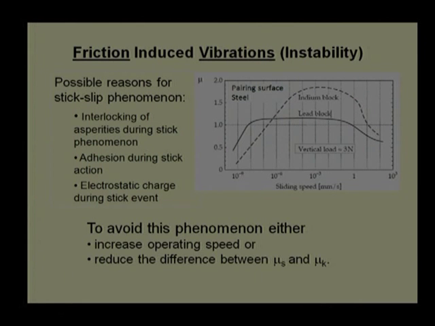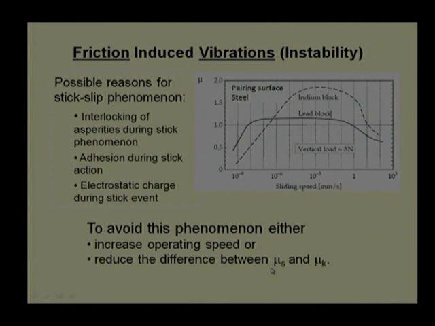You see that to avoid this phenomenon, either increase the operating speed. That means if I want to operate the machine at 100 rpm, I should redesign in such a manner that the operating speed goes beyond 100 rpm, or maybe reaches 150 or 175. We need to redesign the system in such a manner that the new design avoids the friction instability in every sense.